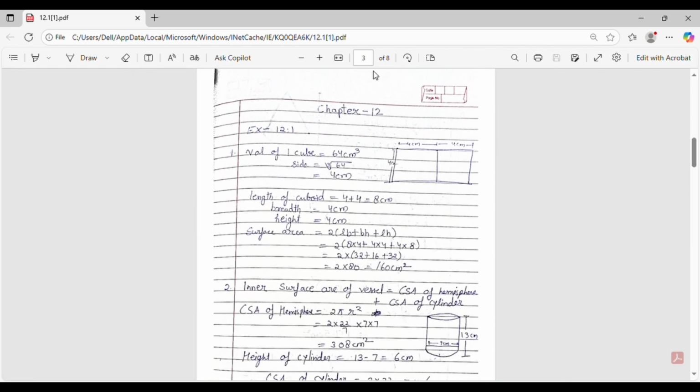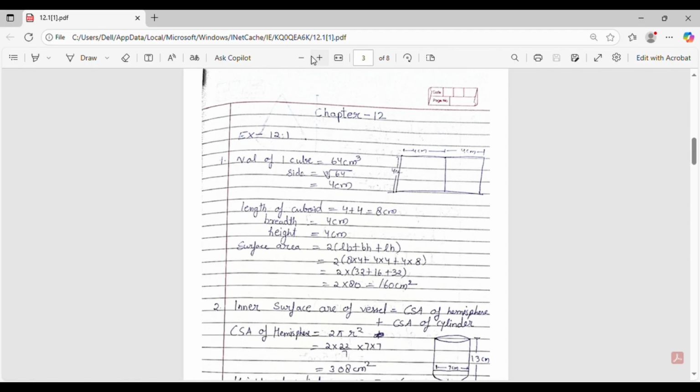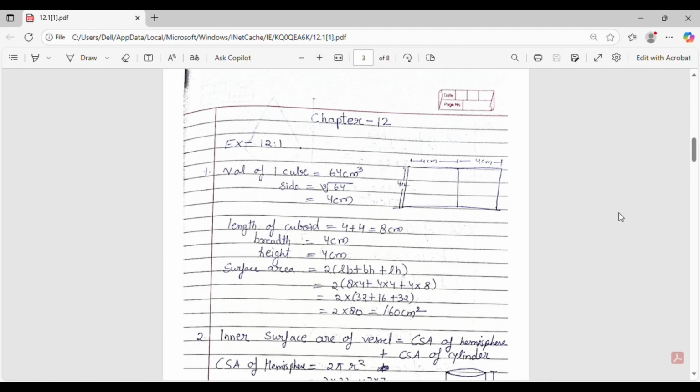So, as you can see in the figure, when two cubes are joined side to side, they form a cuboid. The breadth and height of the cuboid would be the same, but the length of the cuboid would be twice the edge of the cube. So first we will find the edge of the cube, which would be 4 centimeter. So the length of the resulting cuboid would be 8 centimeter. Breadth and height would be 4 centimeter each. We will apply the formula of surface area, 2(LB + BH + LH), and we will get surface area as 160 centimeter square.